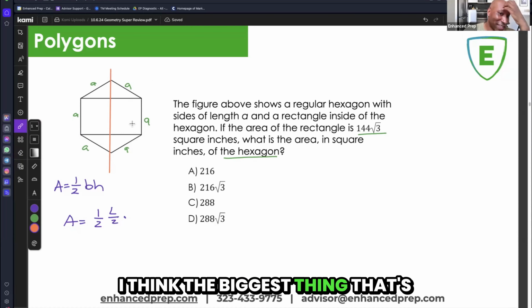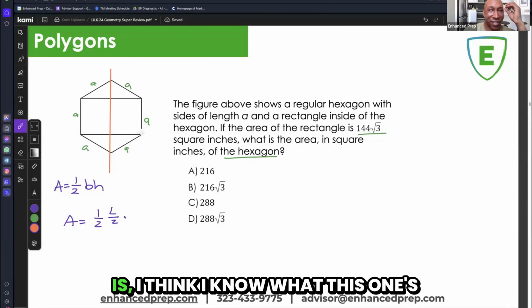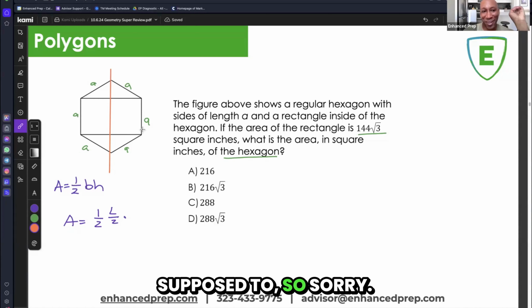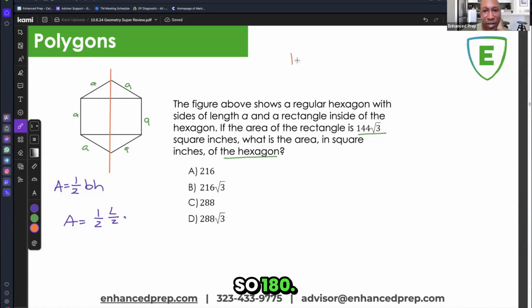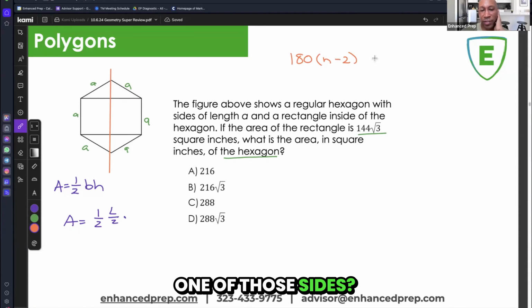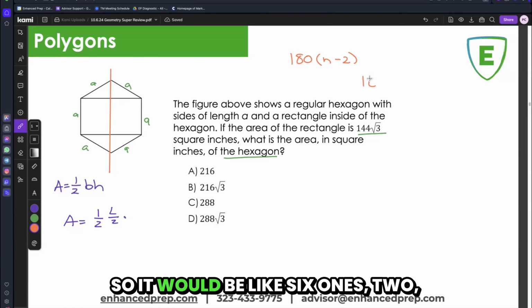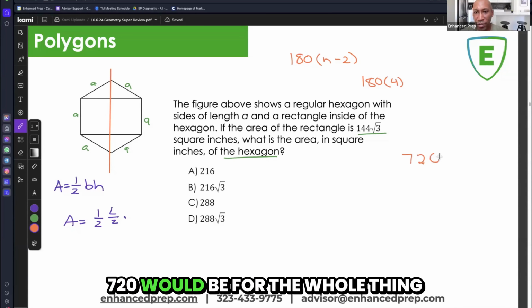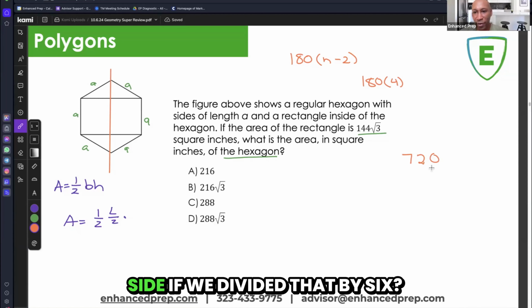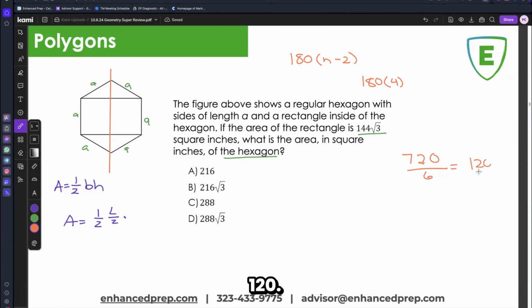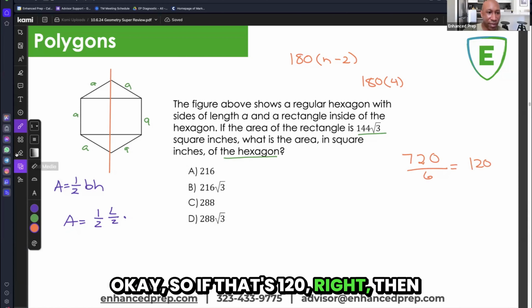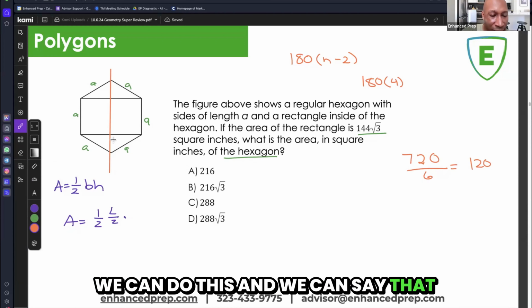I think the biggest thing that's tricky with this one is knowing what it's supposed to be. This is where it comes from. We had our angle formula, 180 times n minus 2. What would be the angle for each one of those sides if we have 6 sides? It would be 6 minus 2, 4, times 180, so 720 for the whole thing. And how much would each angle be if we divided that by 6? 120.